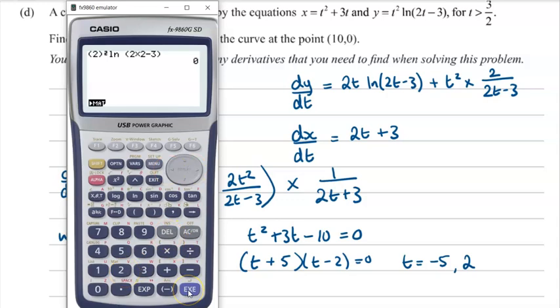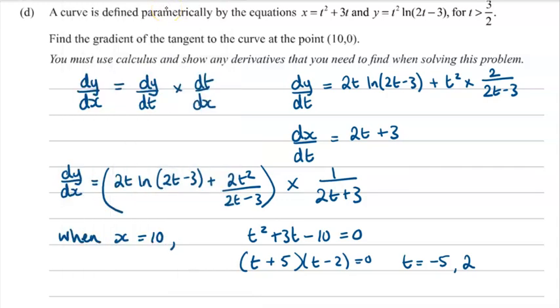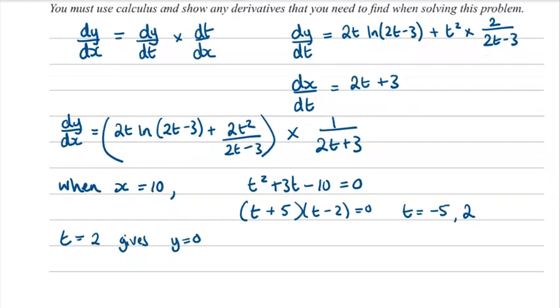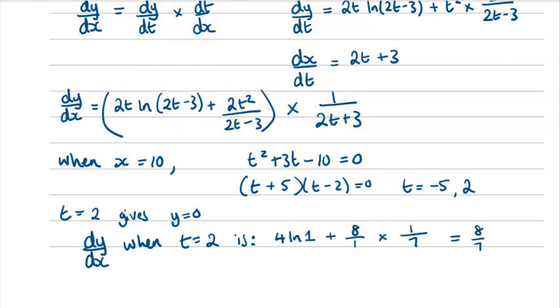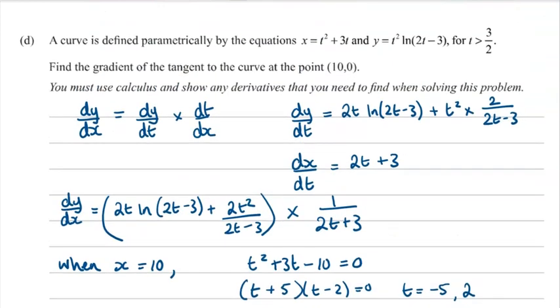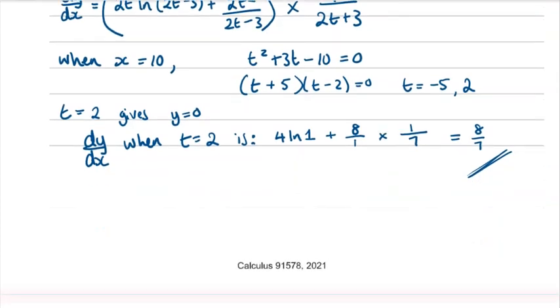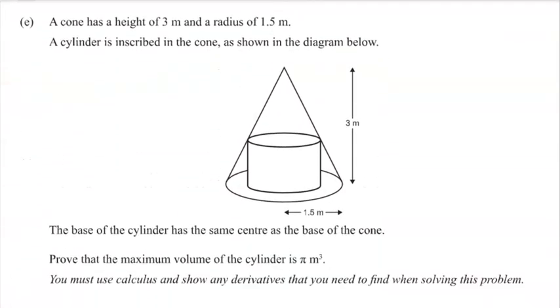Okay, and we get 0. So t equals 2 gives y equals 0. So we want to know the gradient when t equals 2 is now going to be, we pop it back into all of this up here. And we get the gradient as being 8 over 7. That felt like a lot of work for that one. Anyway, let's move on to E.